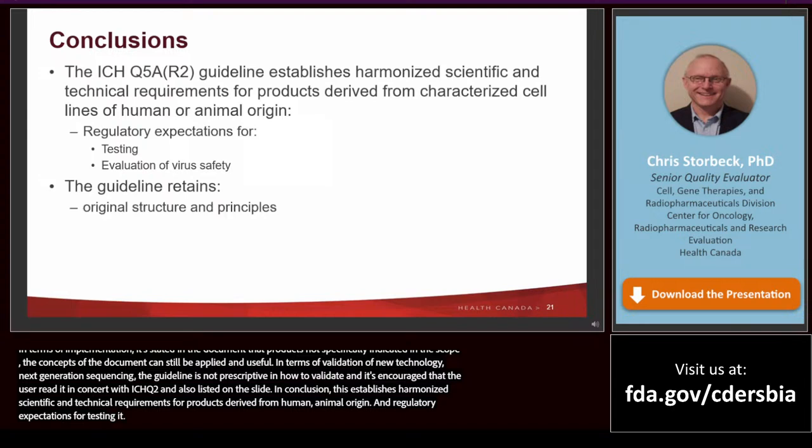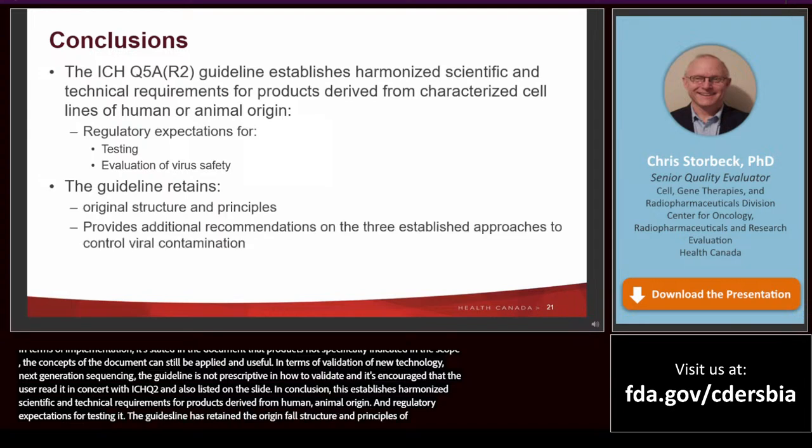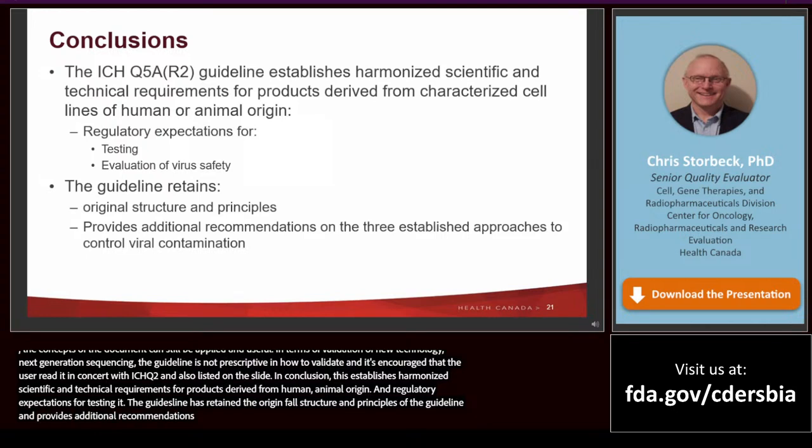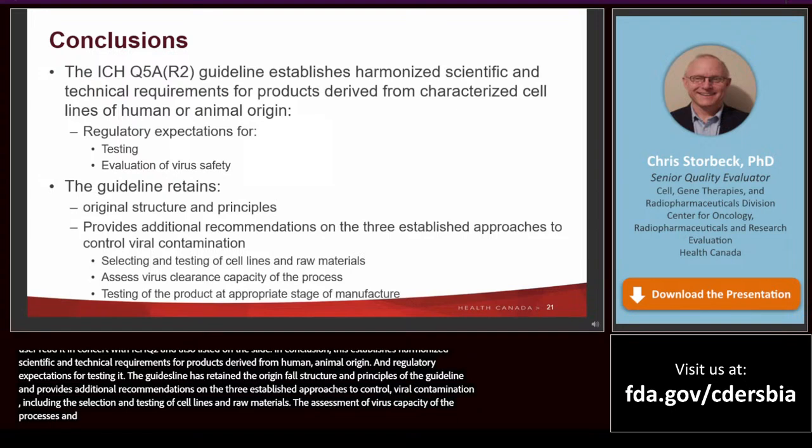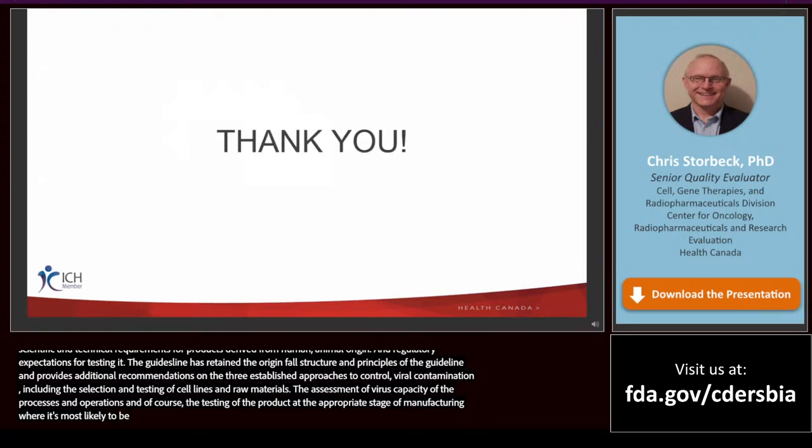The guideline has retained the original structure and principles of the original guideline and provides additional recommendations on the 3 established approaches to control viral contamination, including the selection and testing of cell lines and raw materials, the assessment of virus clearance capacity of the processes and unit operations, and of course the testing of the product at the appropriate stage of manufacture where it's most likely to be detected.